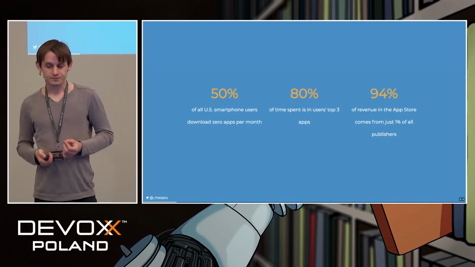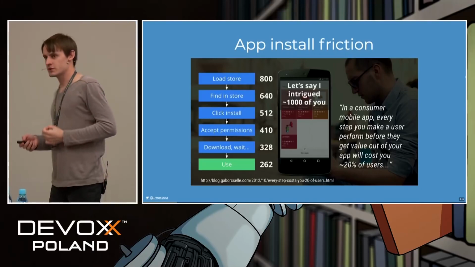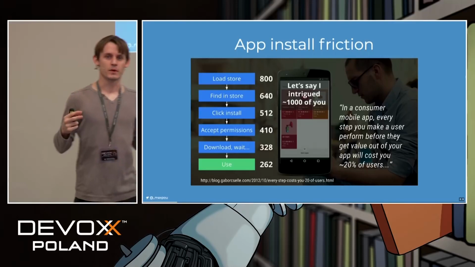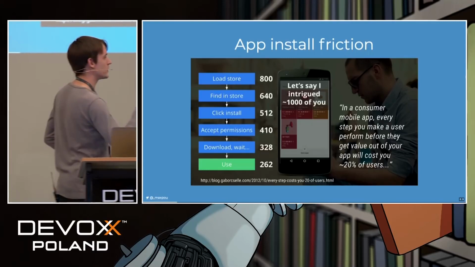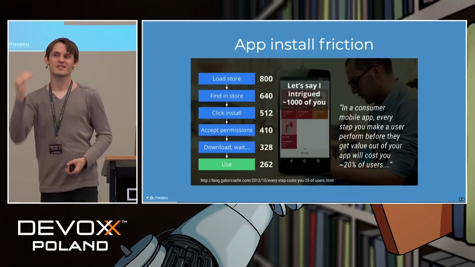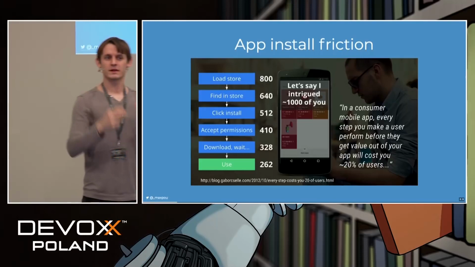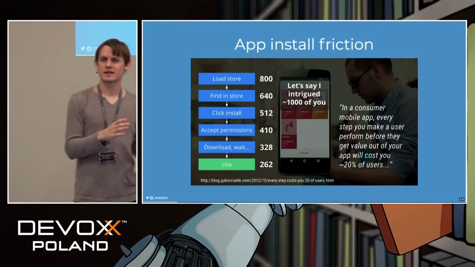Also, there is a lot of friction if you want to reach people. Say I want to reach 1,000 people. On each step, between wanting to install the app and getting it from the store, you're going to lose something like 20%. I think now they have removed some steps, but the friction is still there. So at the end, out of 1,000 people, you're going to get a bit more than 25%.